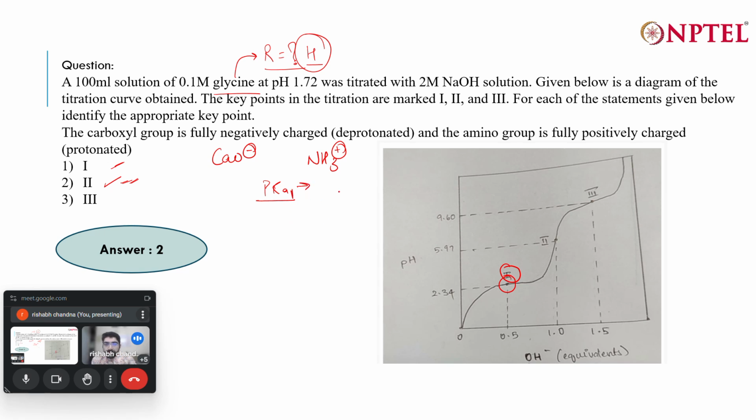Here only half of the molecules will have COO negative, and half of the molecules will have COOH. So here it is at the first pKa value. Now moving on to position number 2, at position number 2 the amino acid will be present at its pI. pI means isoelectric point.